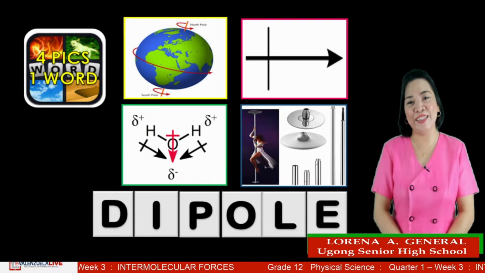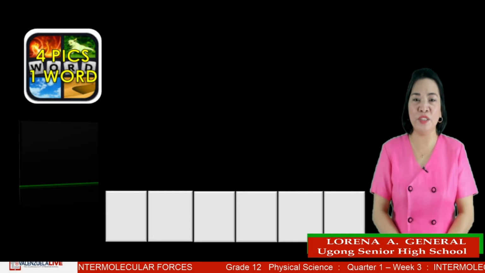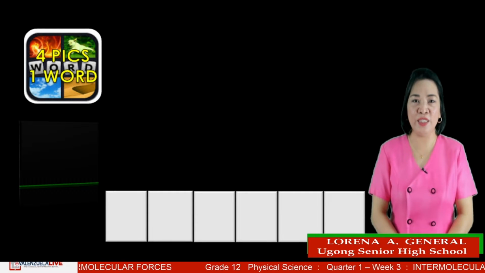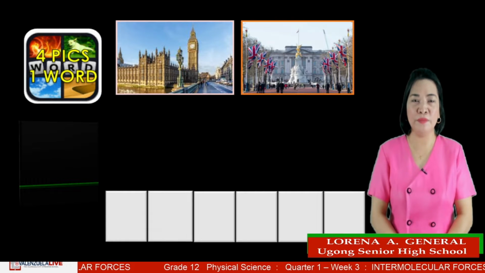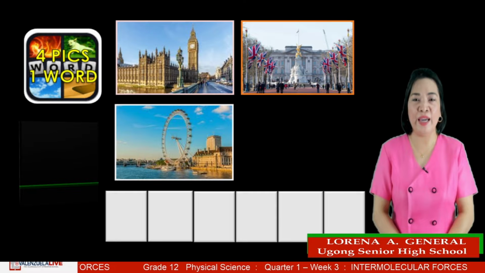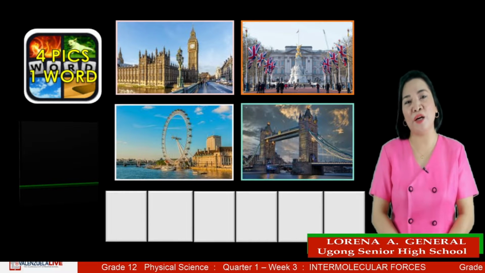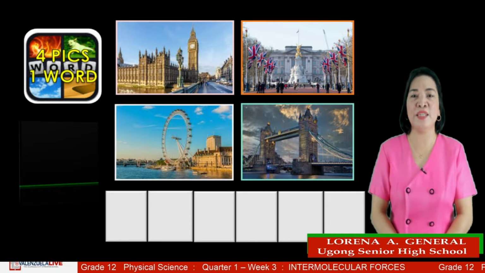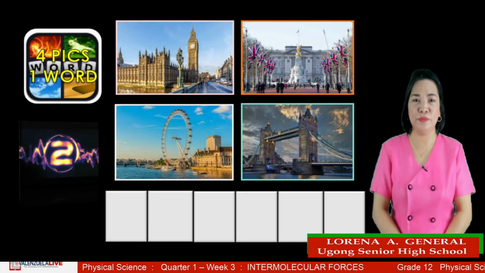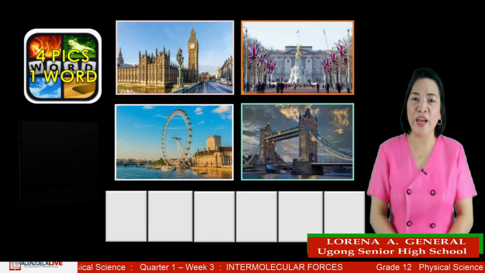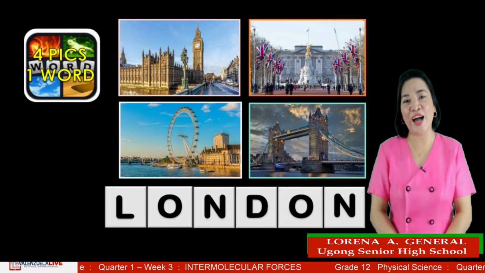And let us see the last word. It is composed of 6 letters. Let us see the first clue picture. The second one, the third one, and the last clue picture. Again, keyboard warriors, you have 5 seconds. Timer starts now. 5, 4, 3, 2, 1. If you answered London, you got it right.